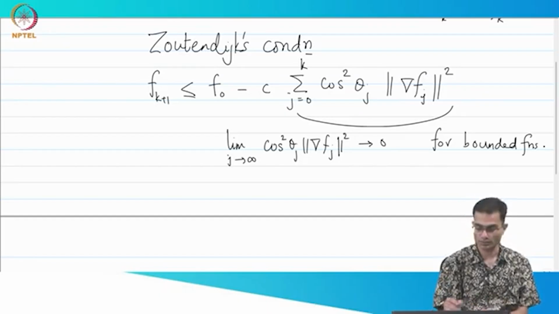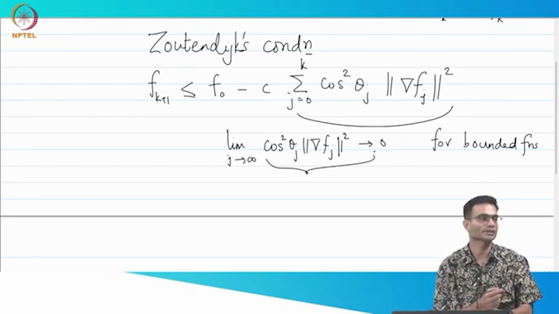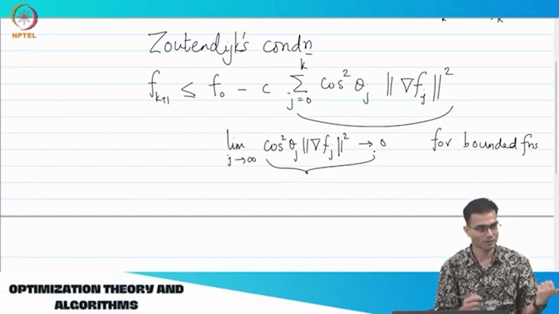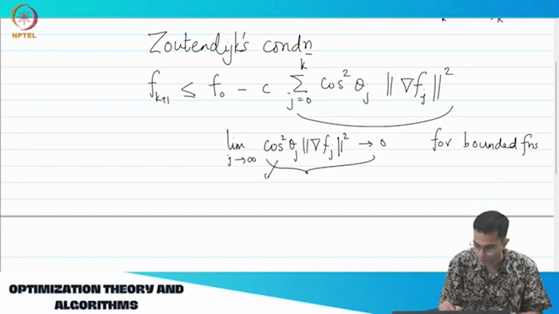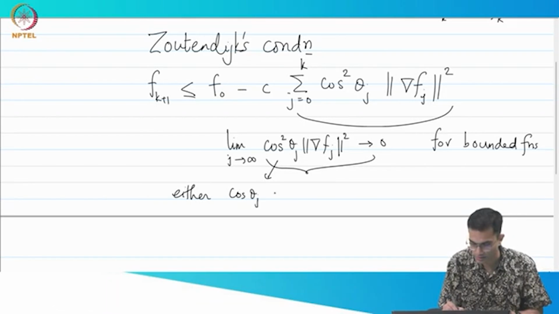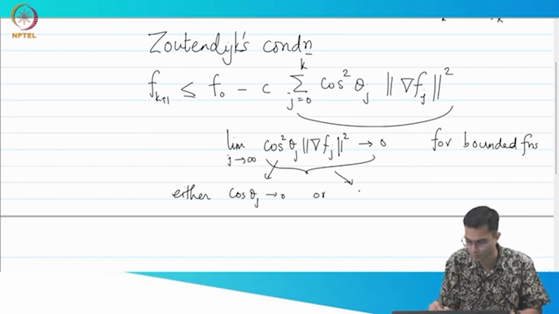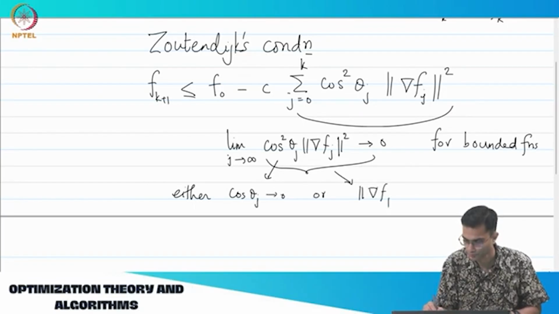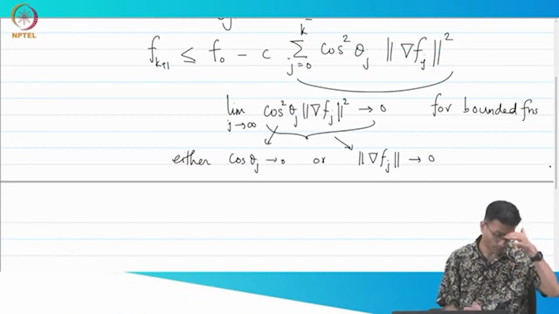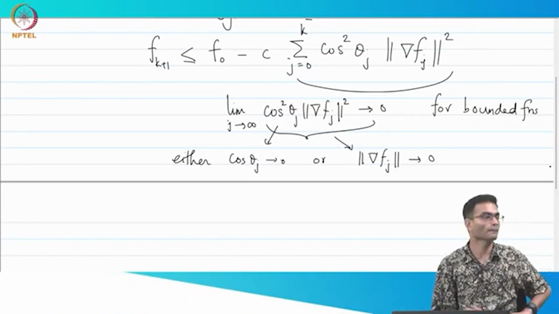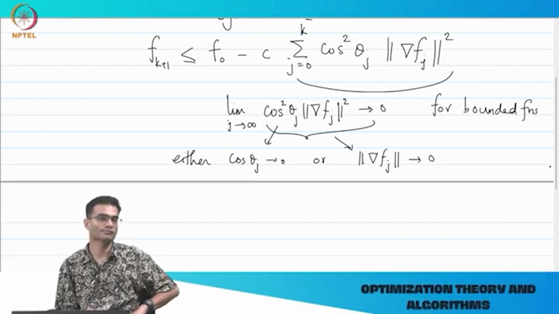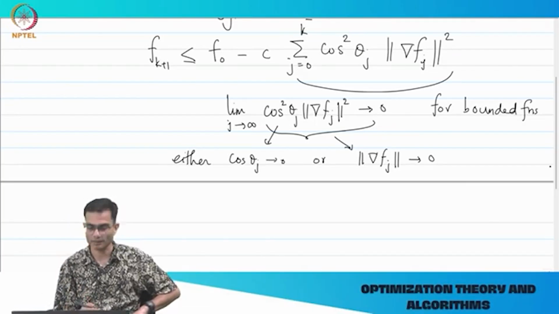Now for this to tend to 0, what are the two possibilities? Either the first term is 0 or the second term is 0, obviously, right? So either cos theta j tends to 0 or the norm of this thing. Which one do we want? If we want the method to converge to a stationary point, what do we want? The second guy, right? The second guy had better be true.